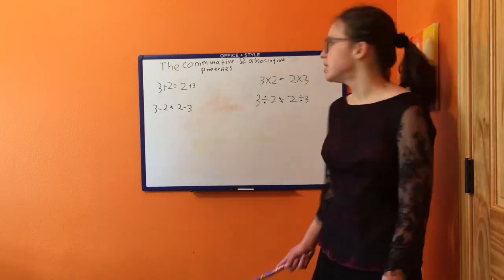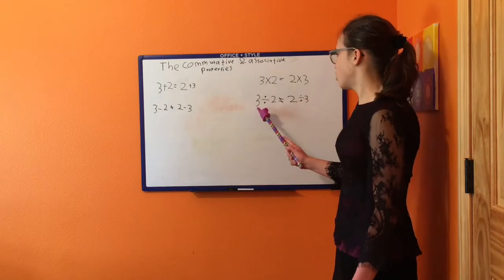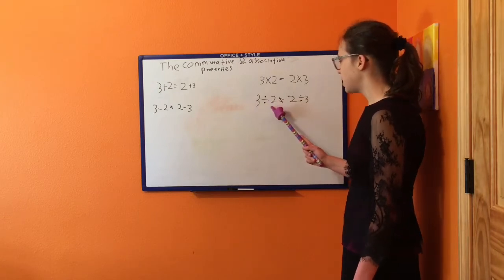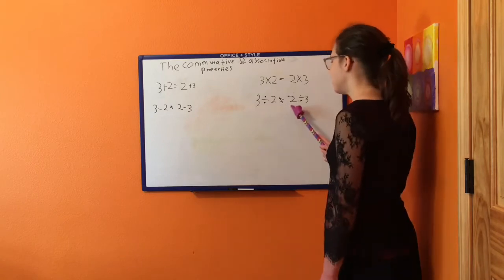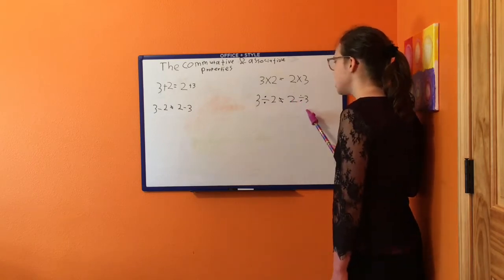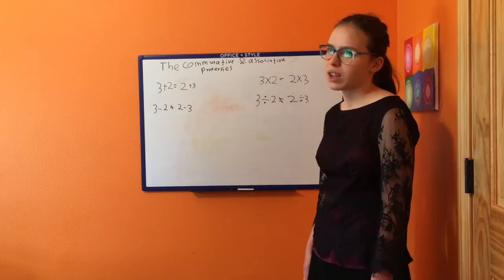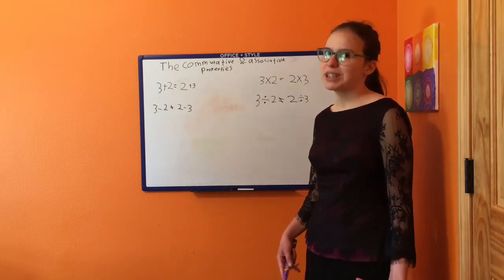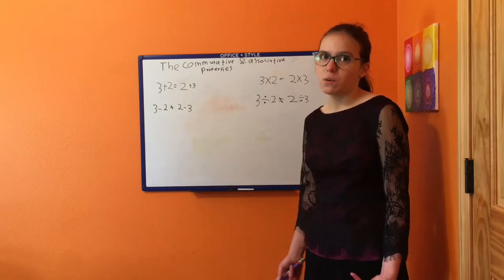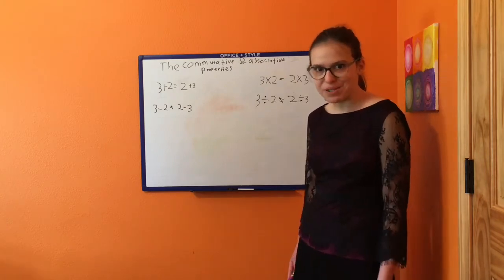The same applies for division. 3 divided by 2 is 1/2, and 2 divided by 3 is 2/3. Unfortunately, again, the commutative property does not apply, so you cannot flip the numbers around.